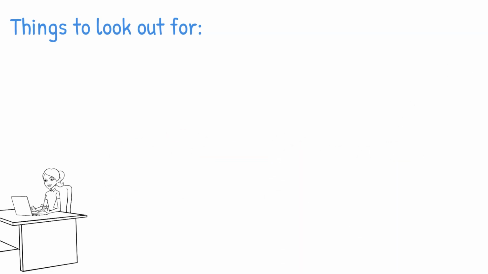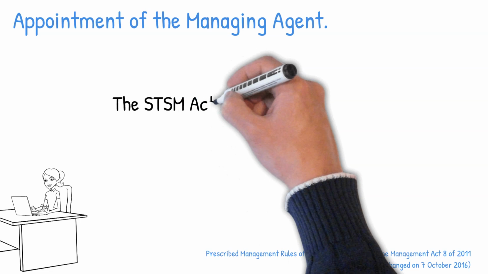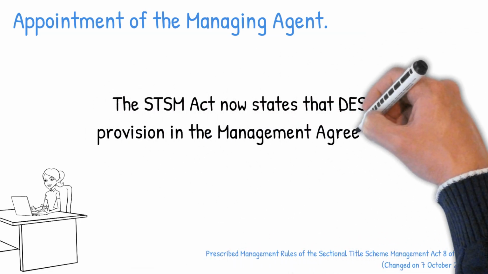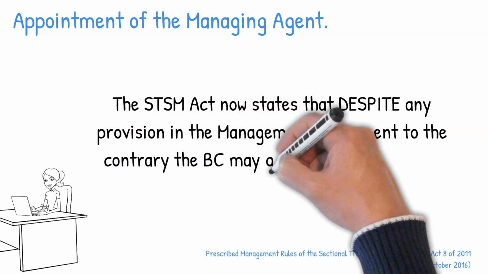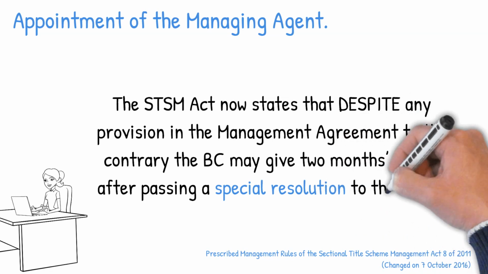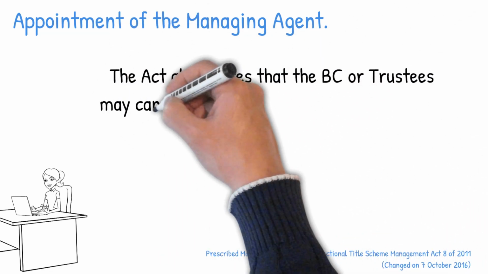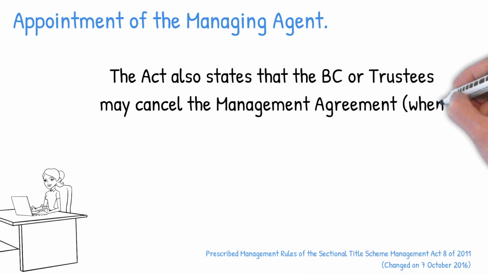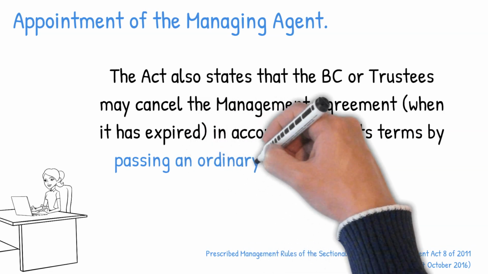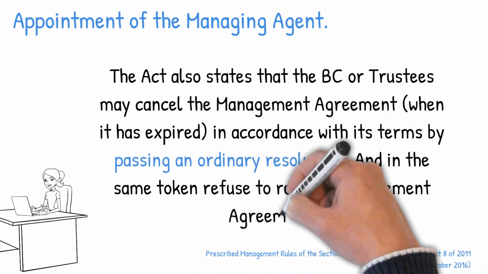Let's look at how to end a management contract. The Sectional Title Scheme Management Act now states that despite any provision in the management agreement to the contrary, the body corporate may give 2 months' notice after passing a special resolution to the effect. The Act also states that the body corporate or trustees may cancel the management agreement when it has expired, in accordance with its terms, by passing an ordinary resolution. And in the same token refuse to renew a management agreement.